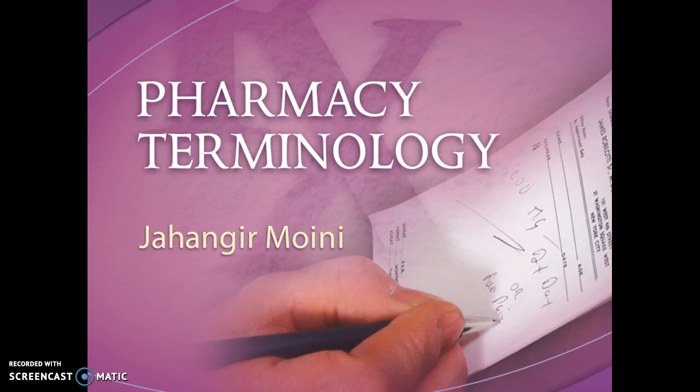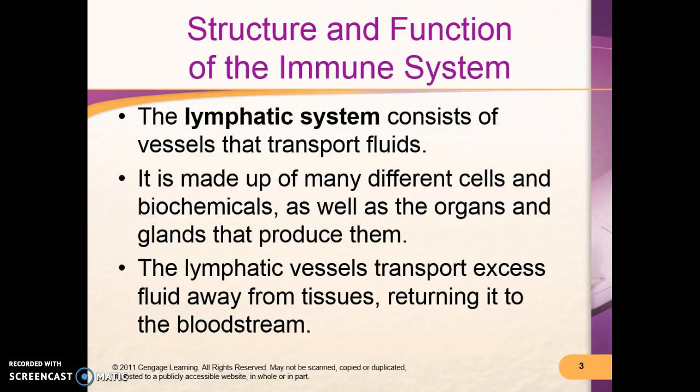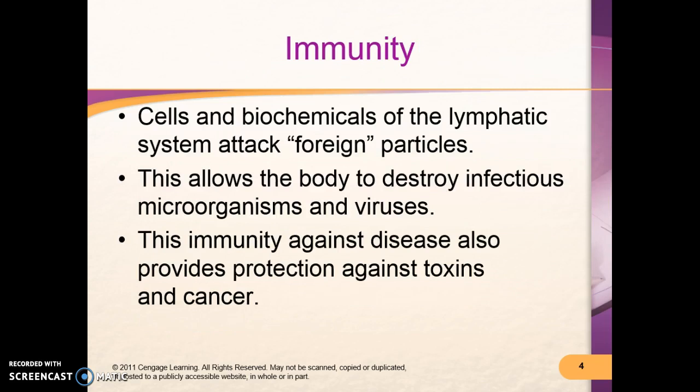This week we're going to be covering chapter 12. Chapter 12 is about the lymphatic and the immune system. So when we talk about the lymphatic and the immune system, we're talking about everything that is part of the transportation of fluids, as well as everything that's part of the immunological process. So how we destroy infectious microorganisms and things like that.